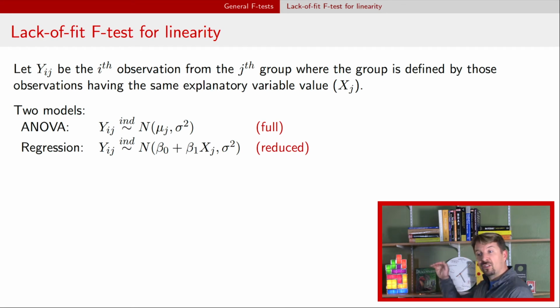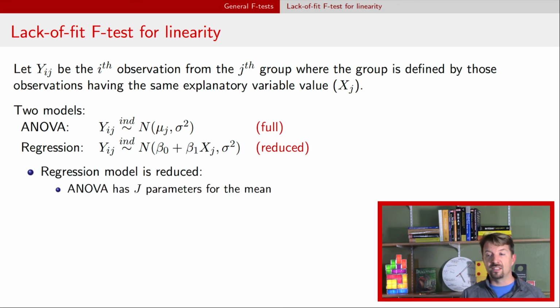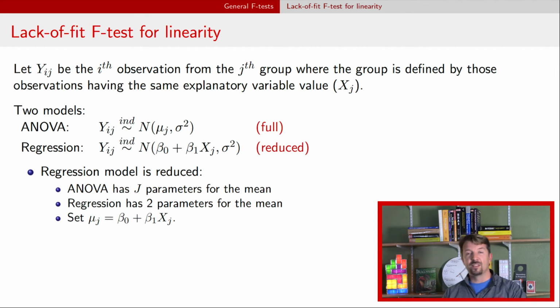Now, in these two, the ANOVA model is our full model, and this regression model is our reduced model. And the way that we can see that the reduced model is a special case of the full model is simply to specify that those MJs must be on this line.